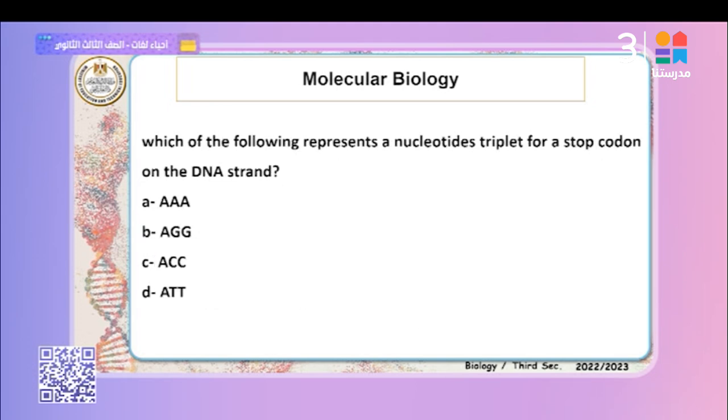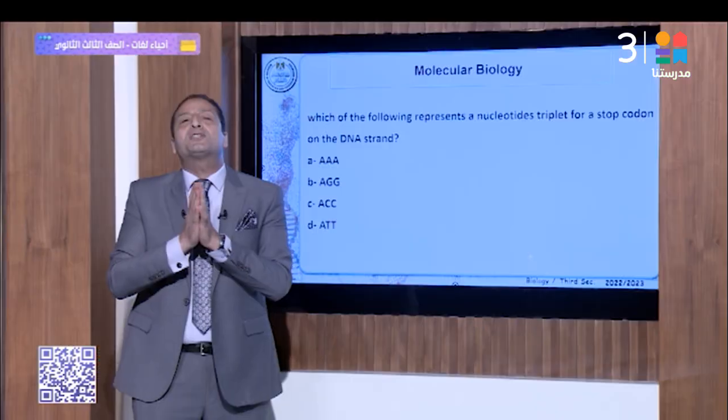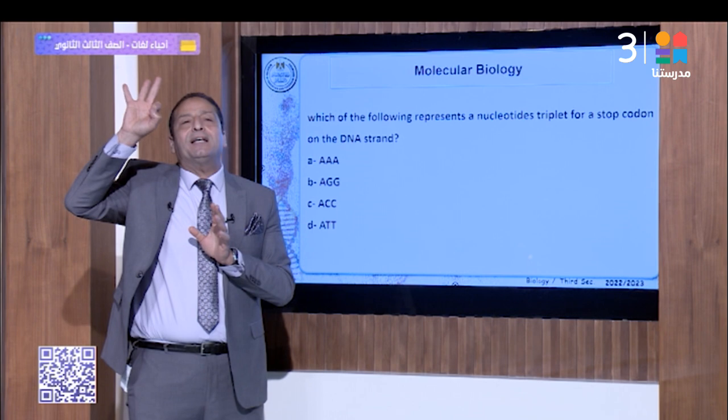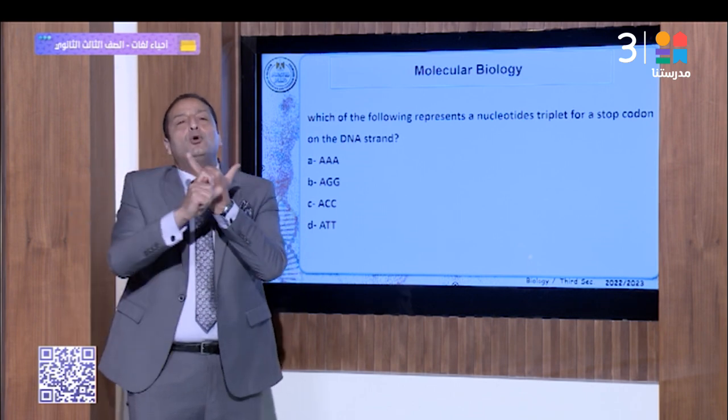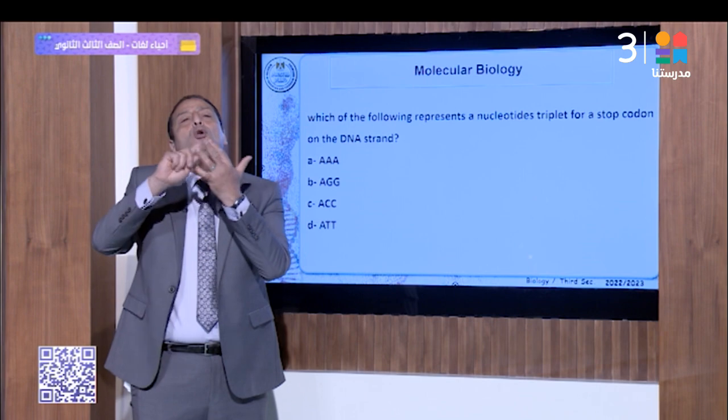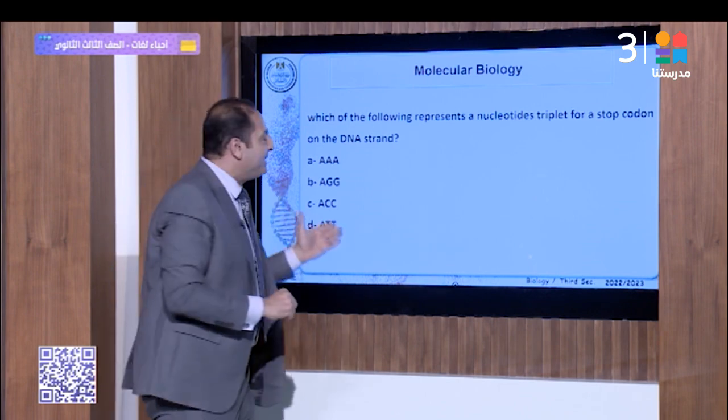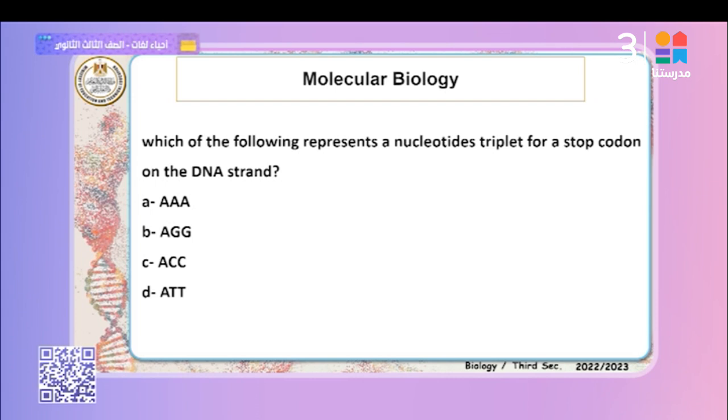Which of the following represents the nucleotide triplet for a stop codon on the DNA strand? The choices are translated to what is found in the RNA strand. AAA to UUU, no. AGG to UCC, no. ACC to UGG, no. ATT to UAA, the best answer is D. Why? Because the stop codon has three types: UAA, UGA, UAG. The best answer, ATT, is translated to UAA.